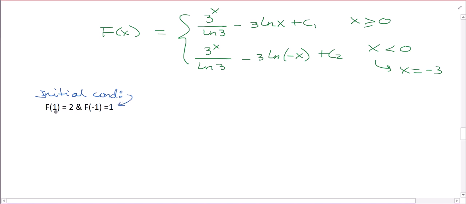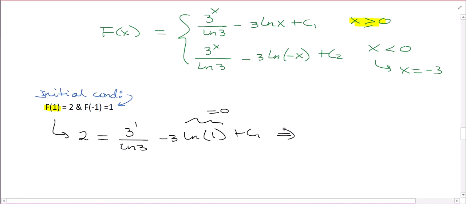So when x is 1, f of x is equal to 2. So when x is 1, f of 1, that's positive, so we're going to be looking at the top function. So we're going to have 2 is equal to 3 to the 1 over ln of 3 minus 3 ln of 1 plus c1. And this is 0, so we're going to have 2 is equal to just 3 over natural log of 3 plus c1. So that tells us that c1 is 2 minus 3 over natural log of 3.